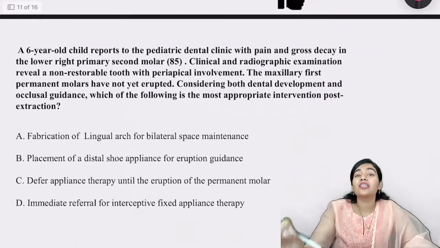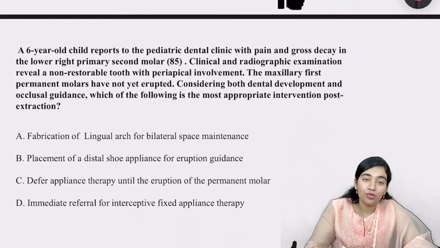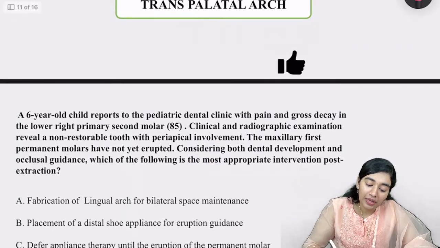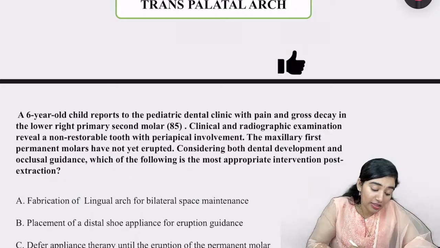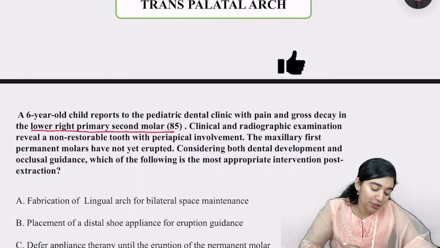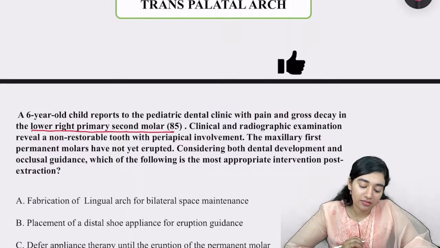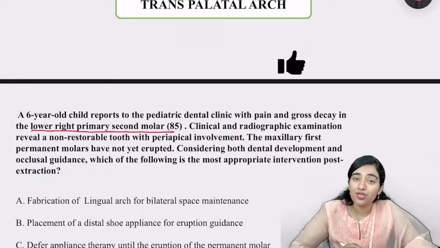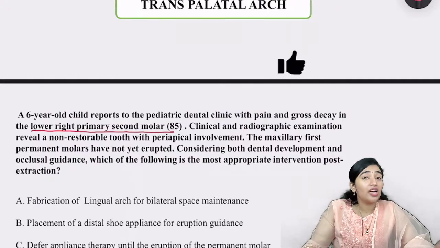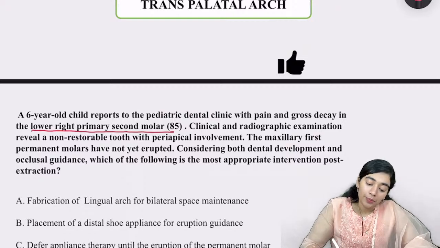Here we have a 6-year-old child who reports to the pediatric dental clinic with pain and gross decay in the lower right primary second molar, that is our 8.5. The clinical and radiographic examination reveal a non-restorable tooth with periapical involvement. So what can be done? Now it is non-restorable, they are saying, and there is periapical involvement, and this child is only 6 years old.